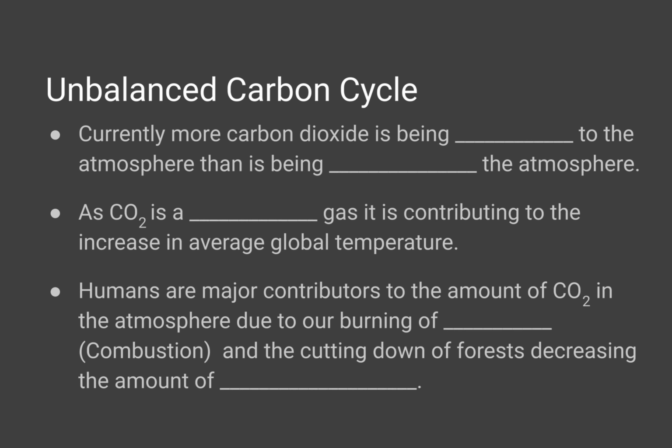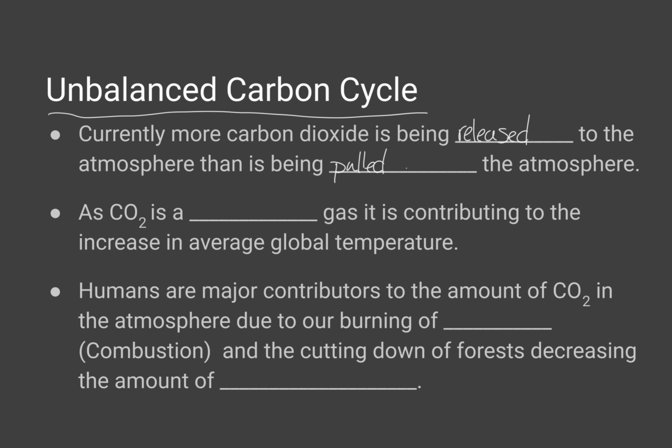So here we're going to look a little bit more about the effects of releasing too much carbon dioxide into the atmosphere. And really, it's creating an unbalanced carbon cycle. The amount of carbon in the atmosphere is increasing, and we're seeing a decrease of carbon in the biosphere and geosphere, mostly through things like deforestation and combustion. So we no longer have a balanced carbon cycle, because currently more carbon dioxide is being released into the atmosphere than is being pulled from the atmosphere.